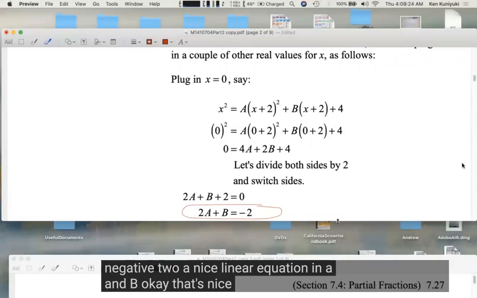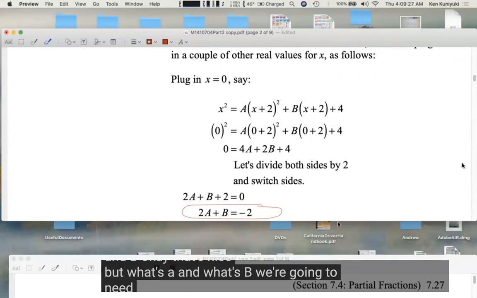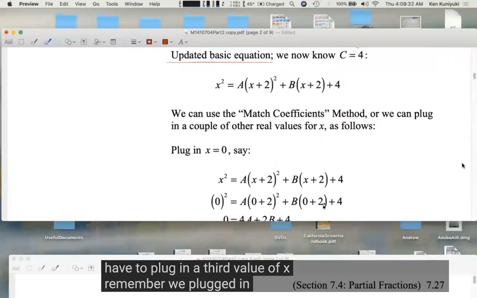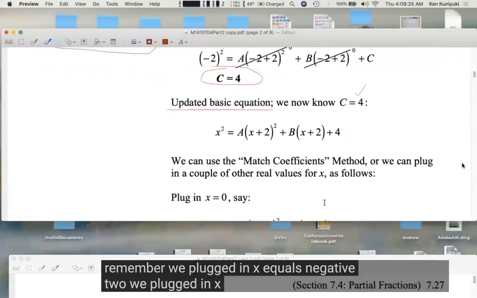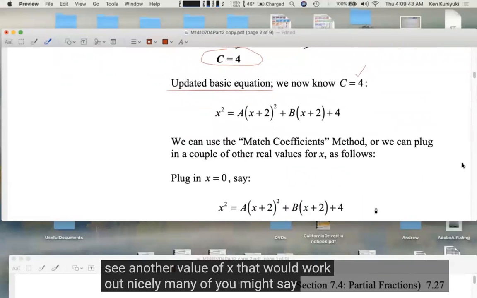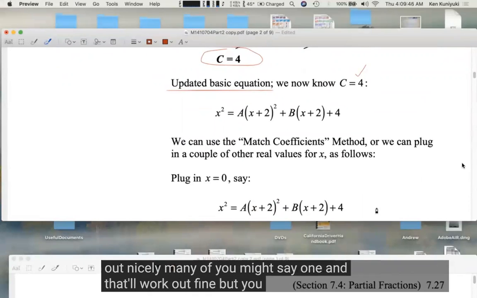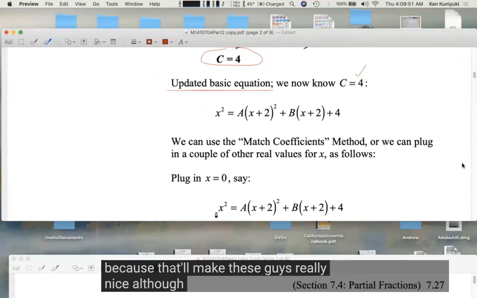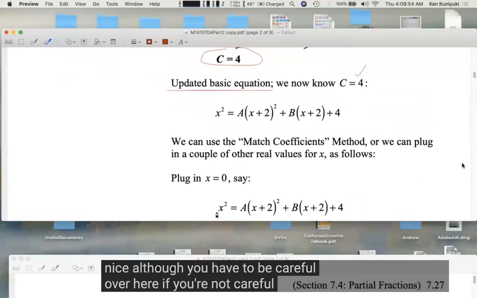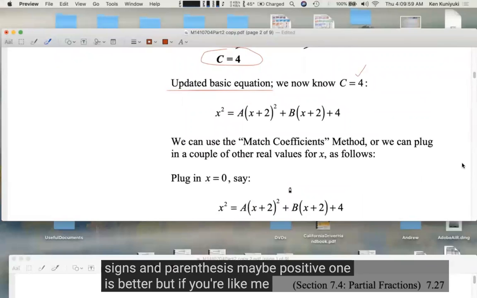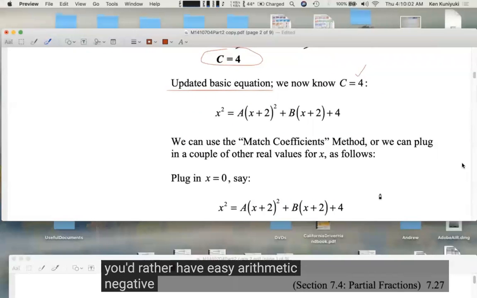Okay, that's nice, but what's A and what's B? We're going to need another equation. So we're going to have to plug in a third value of x. Remember, we plugged in x equals -2. We plugged in x equals 0. Can you see another value of x that would work out nicely? Many of you might say 1, and that would work out fine, but you know what's even nicer? How about -1? Because that'll make these guys really nice, although you have to be careful over here. If you're not careful with signs and parentheses, maybe +1 is better. But if you're like me and you'd rather have easy arithmetic, -1 actually works out nicer.